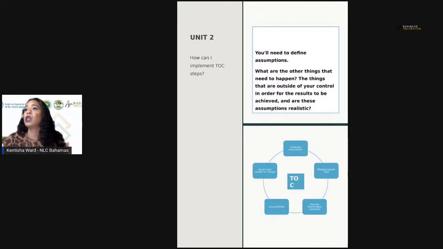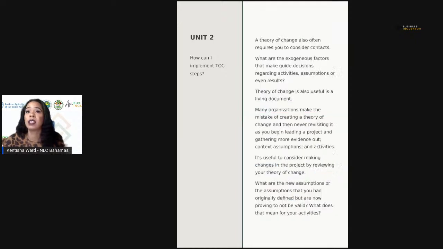Okay, so you'll also need to define the assumptions. What are the other things that need to happen, the things that are outside of your control, in order for the results to be achieved? And are these assumptions realistic? A theory of change also requires you to consider your context. What are the outside factors that guide decisions regarding activities, assumptions, or even results?